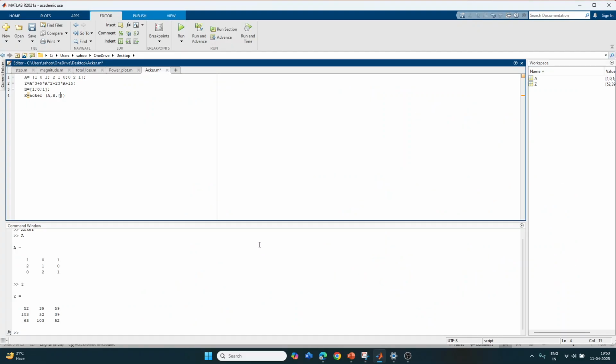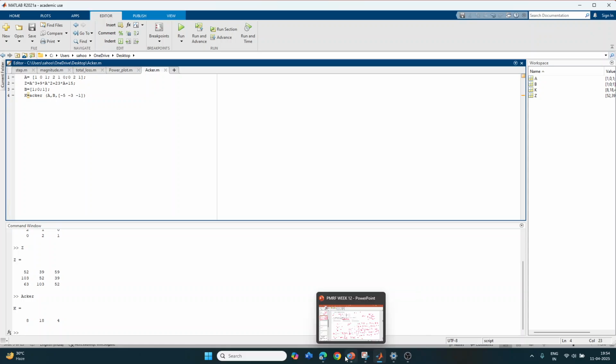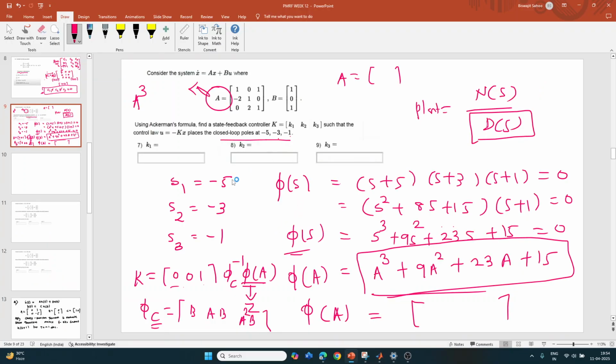Write down here -5, -3, -1. Once you do this and run the system, you can see the K matrix is now given as 8, 18 and 4. So 8, 18, 4 is the answer. Here K1, K2, K3 is nothing but 8, 18 and 4. These are the three values.